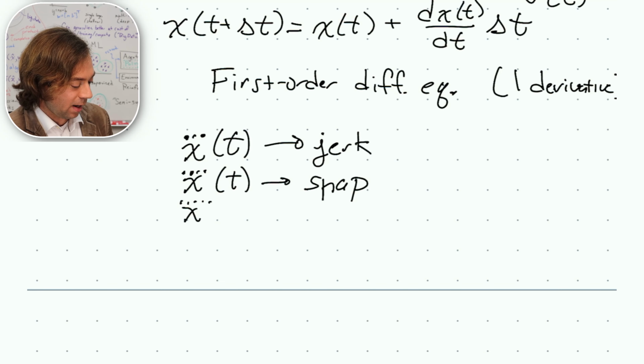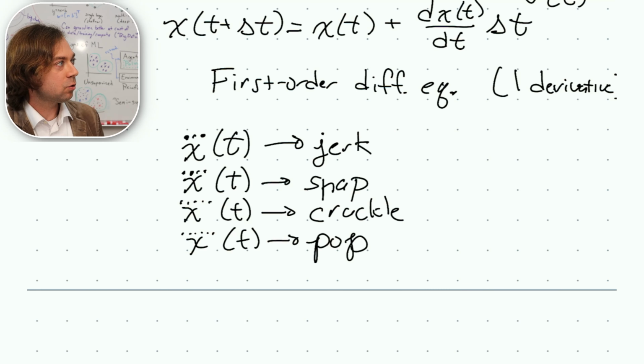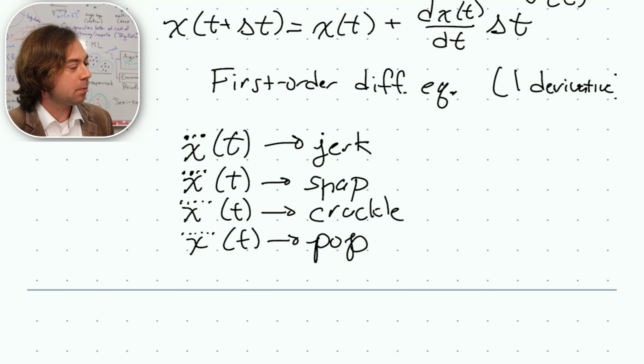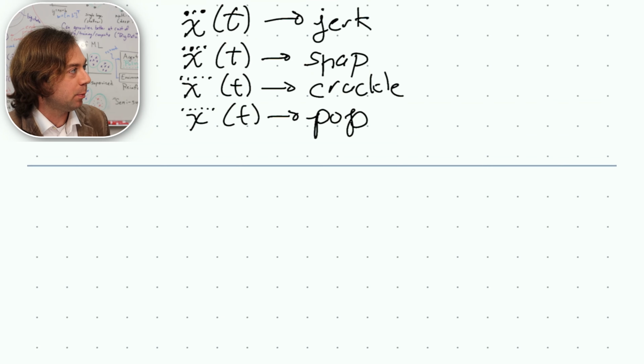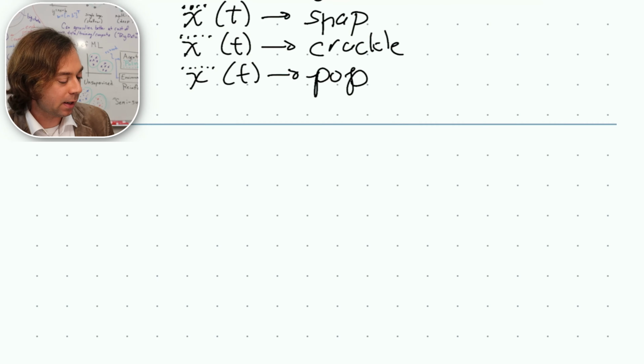X 1, 2, 3, 4, 5: crackle. And x 1, 2, 3, 4, 5, 6 is pop. And I'm not making that up. I actually tried to find who decided this, who made this name. I managed to trace it back to at least Usenet forums in the early 90s. People were talking about what they should call them. That's as far back as I've gone as to what physicists decided to call them: snap, crackle, pop. Anyway, we probably won't go that far, to jerk, snap, crackle, pop. But anyway, fun little aside.